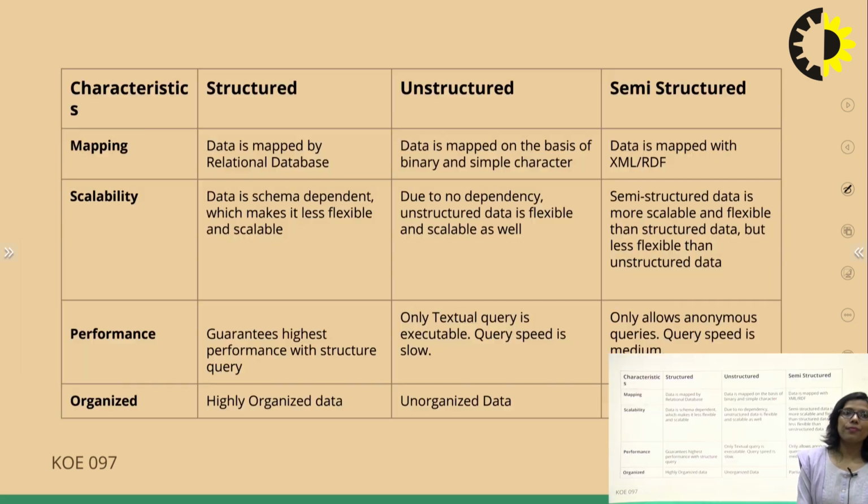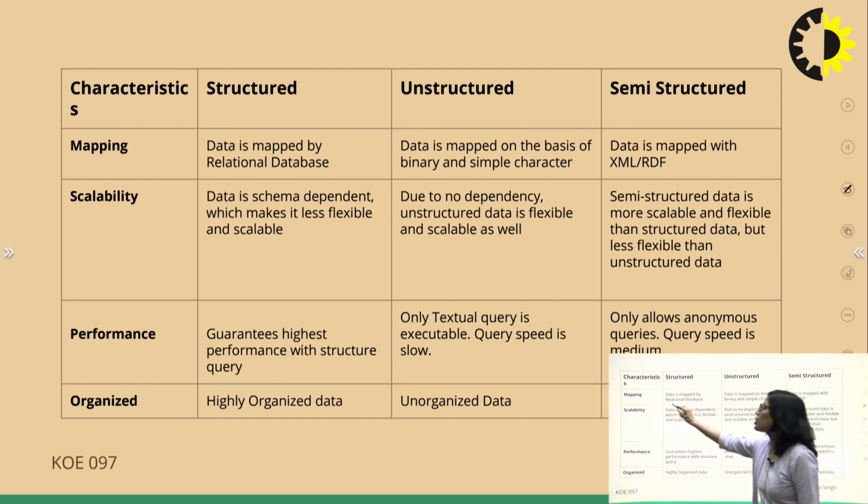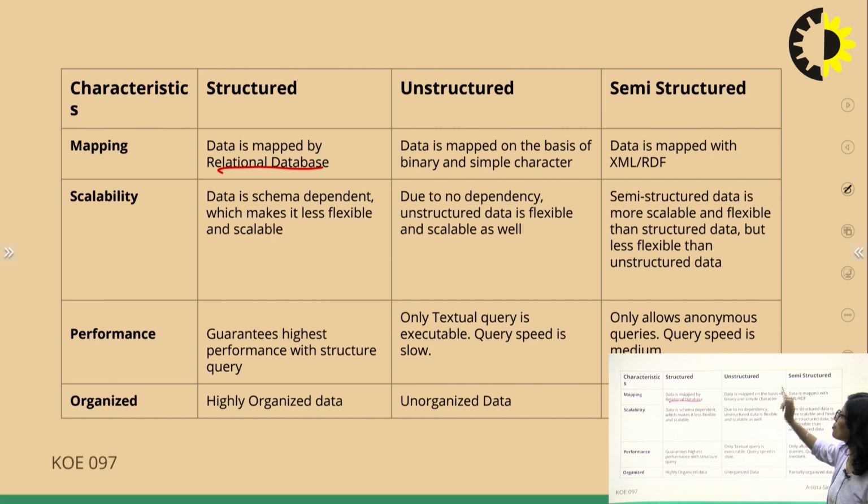record. So what are the differences between these three databases? Let's see. Structured type of data means data is mapped in a relational database, whereas unstructured data is mapped on the basis of binary and simple characters. It is just textual data or video data or audio data. So we have to convert them into binary and simple characters to be able to analyze it. Now here the data is mapped in the XML format, that is user-defined tags.